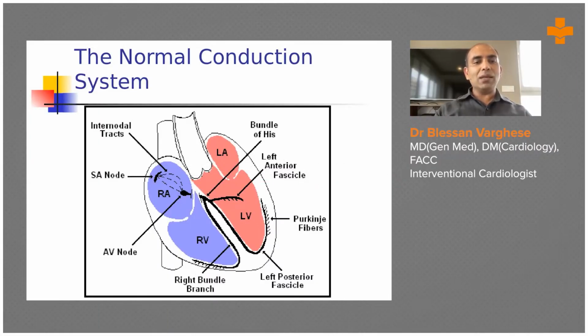We will see the normal conduction system. As you know, ECG is a graphical representation of the voltages from the surface of the heart. What we call the ECG is the flickering of the needle of the ECG machine, which is a galvanometer.